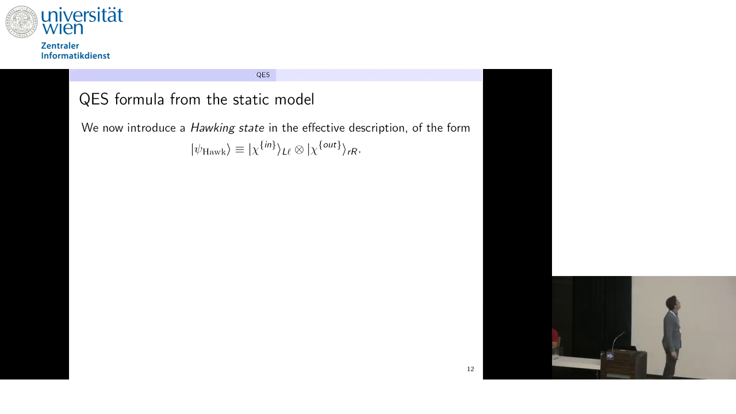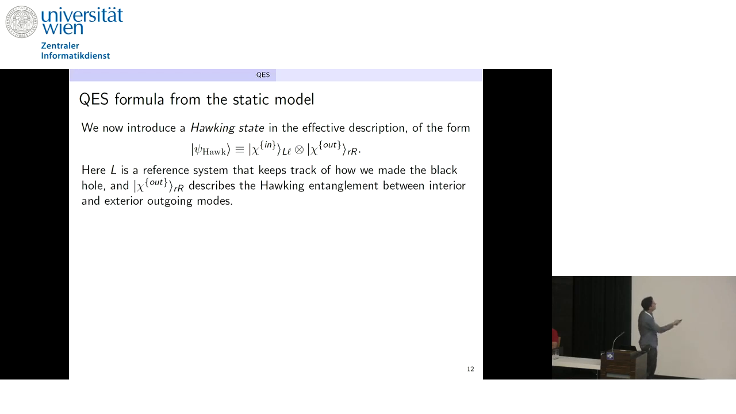Okay. Now, let's talk about the QES formula for a sec. So we can introduce Hawking's state. So in the effective description, this is supposed to model Hawking's picture of what's going on that nice Cauchy slice. So we've got some entangled state on the outgoing interior modes in the Hawking radiation. And then I'm going to introduce some reference system L that just keeps track of however we made the black hole, right? Because the left moving modes inside the black hole just tell you what fell into the black hole, right? They tell you how it was made. So this is our model of what's going on in the effective description.